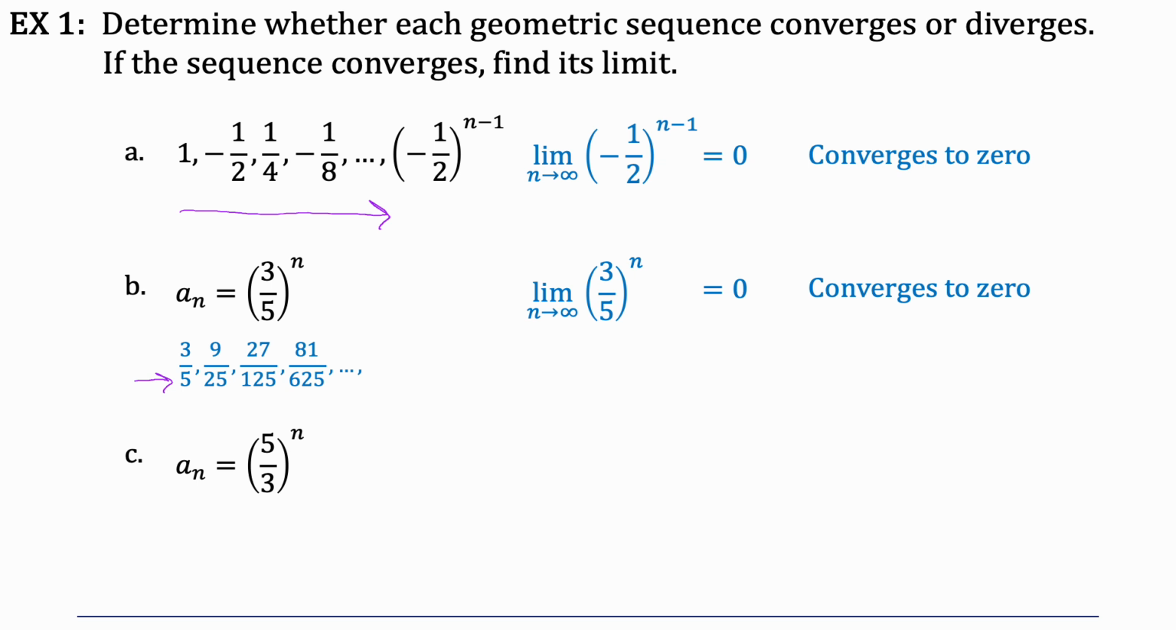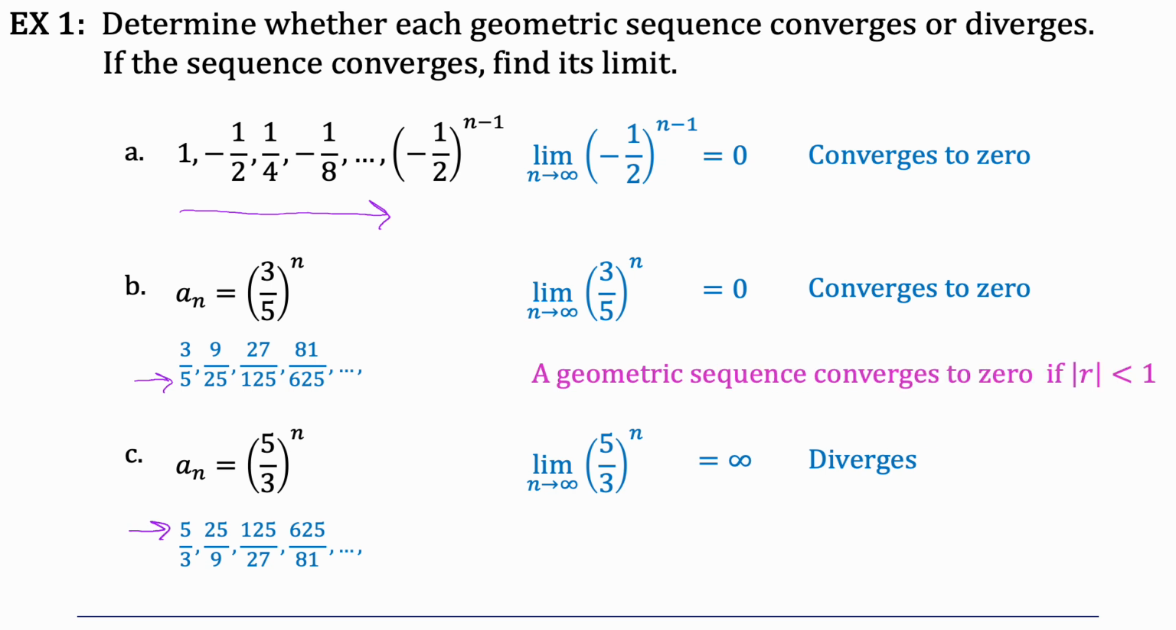C, this time a sub n is 5/3 to the n. So again, let's list out the first couple terms of this sequence. 5/3, 25/9, 125/27. Now, the top is growing so much faster than the bottom, and so this guy, as n approaches infinity, keeps growing and growing. So this is a divergent sequence.